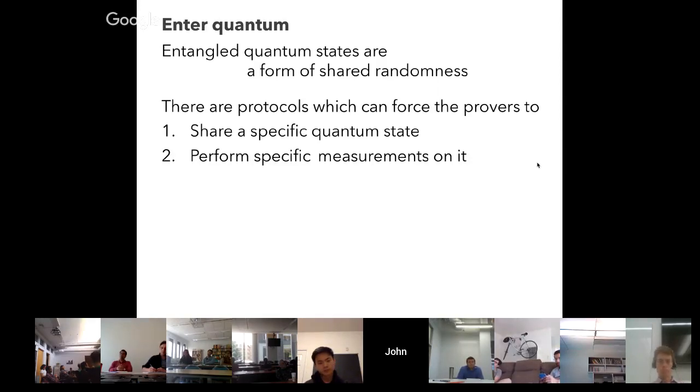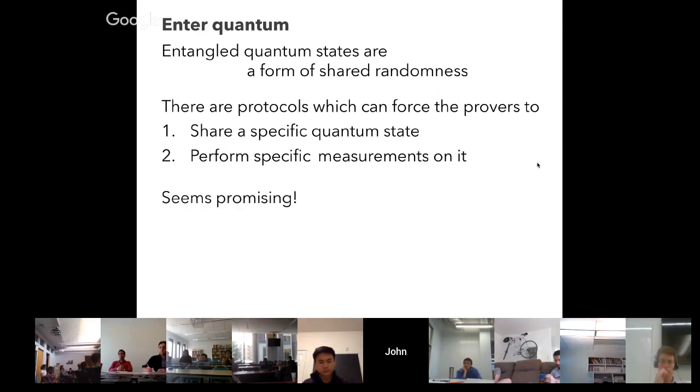What do I mean by a protocol forcing the prover to share a state and to perform measurements on it? I mean that the protocol is like an MIP star subroutine. You ask them questions, you get back answers. And the point is that these protocols are designed so that if the prover succeeds with high probability, then they must satisfy these two conditions. They must share the specific state, and they must perform the specific measurements on it. If they don't satisfy these two properties, then they would fail this protocol, and so you catch them there.